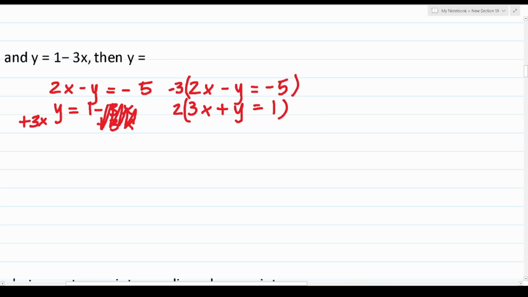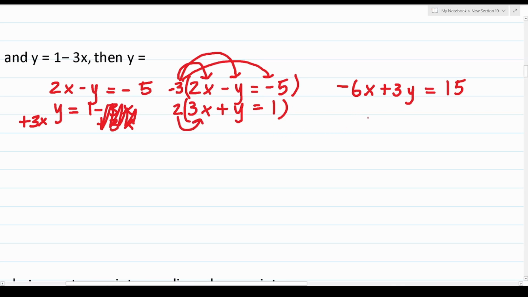Again, we're taking this -3 and distributing it to everything in this top equation. So let's start doing that. We have -3 times 2x, which we know is -6x. Then we have -3 times -y. Negative times a negative is a positive. Therefore, -3 times -y is plus 3y. And then finally, we have -3 times -5, which is going to be positive 15. Let's do the same thing for this. Let me put that arrow there in case that's helpful.